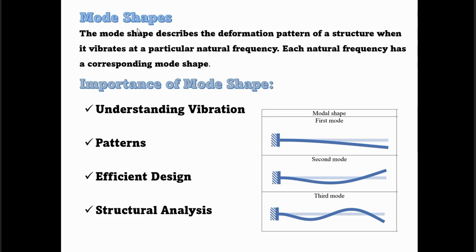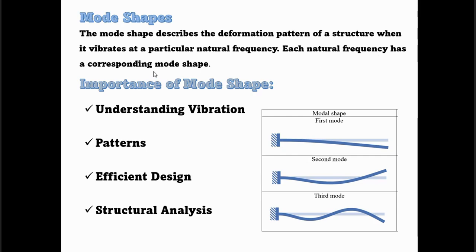Next come the mode shapes. The mode shape describes the deformation pattern of a structure when it vibrates at a particular natural frequency. Remember this phrase: at a particular natural frequency. In the figure below you can see the mode shapes of a cantilever beam. These are the first, second and third mode shapes. Each mode shape corresponds to a natural frequency of the cantilever beam. The first mode corresponds to the first natural frequency, the second mode to the second natural frequency, and the third mode refers to the third natural frequency.